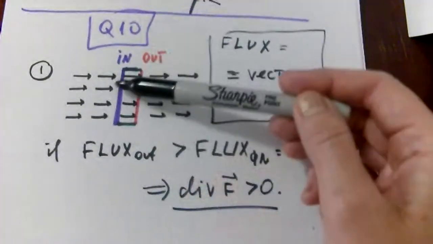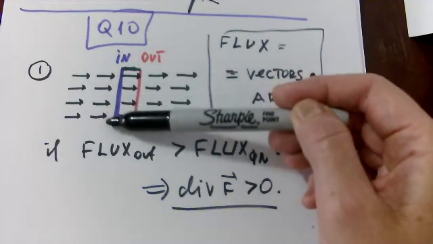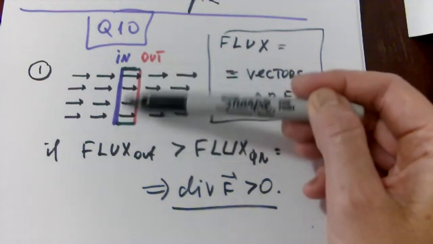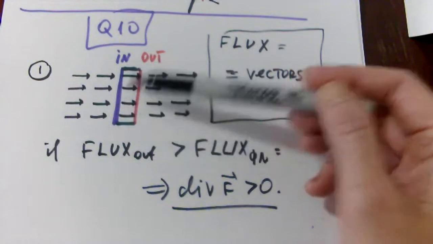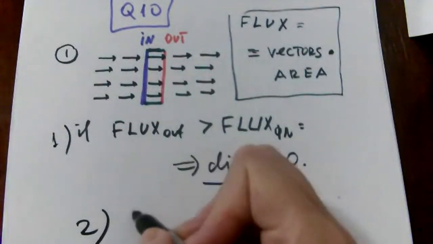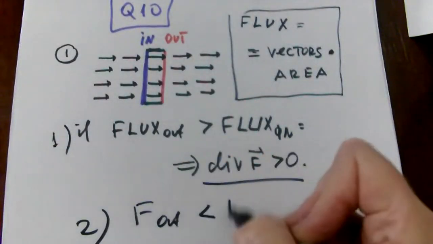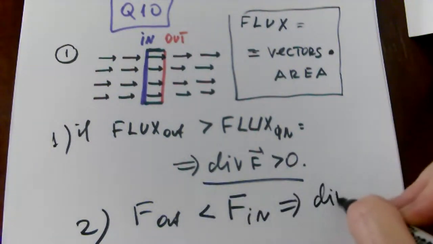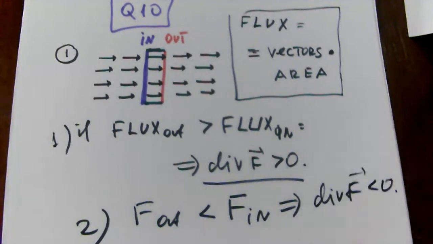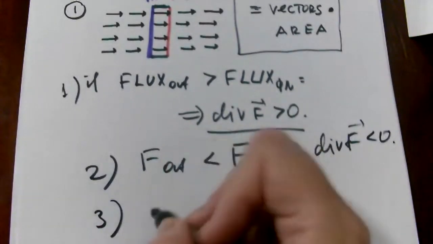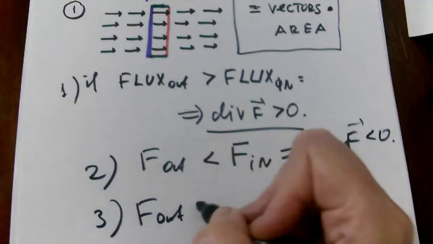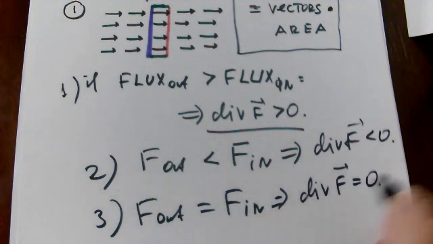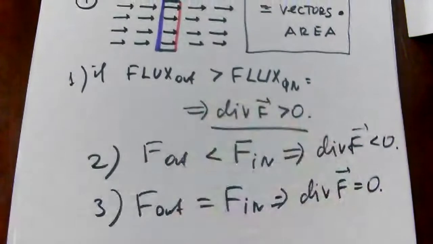And the opposite situation: if the amount of water entering this box is bigger than the amount of water leaving this box, it's obvious that the water disappears somewhere. Certainly there is a sink inside, or maybe sinks inside. So in the opposite situation, if flux out is less than flux in, it means that there are sinks inside, and divergence is negative. And finally, if flux out is equal to flux in, it means that nothing disappears, nothing is being created, and divergence is just zero. So this is the main idea behind this test.